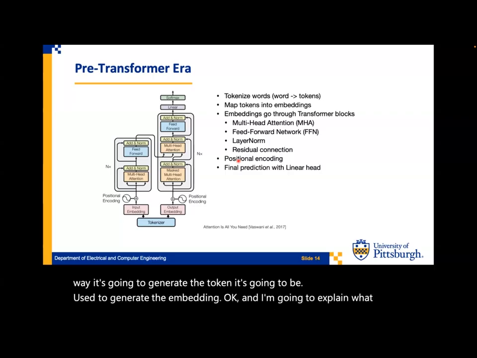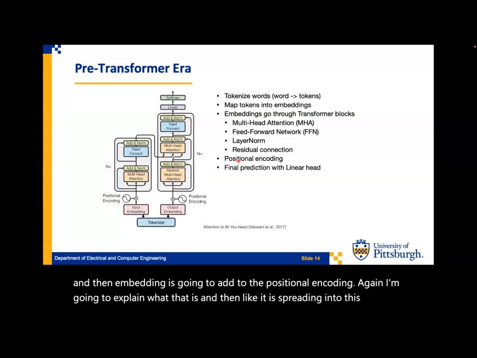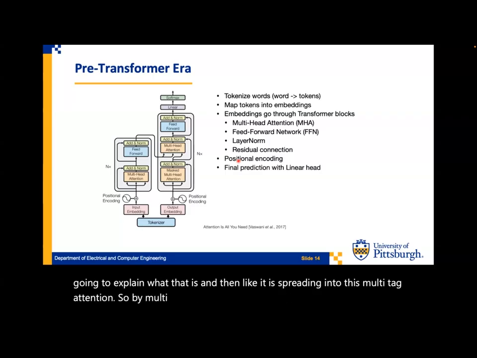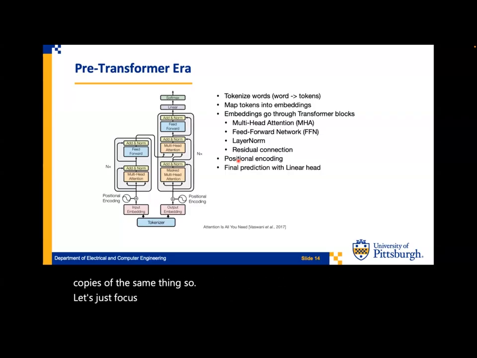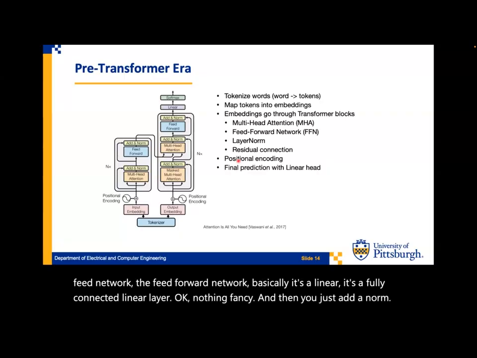And then the embedding is added to the positional encoding. Again, I'm going to explain what that is. And then it's fed into this multi-head attention. By multi-head, it basically means you have multiple copies of the same thing, so let's just focus on one head. Then you have this residual link, this add and norm, and then this feed forward network. Basically, it's a fully connected linear layer. Nothing fancy. And then this add and norm on the right hand side.